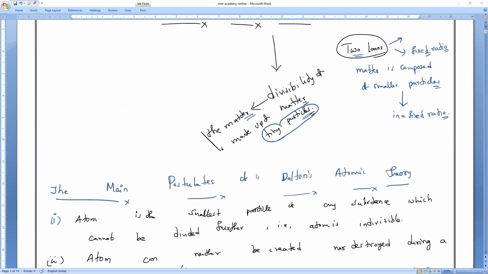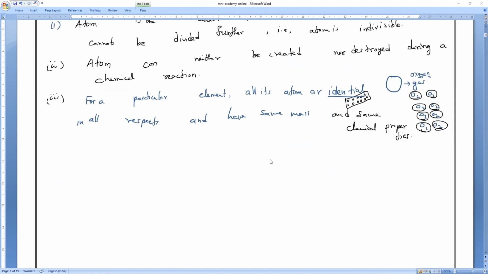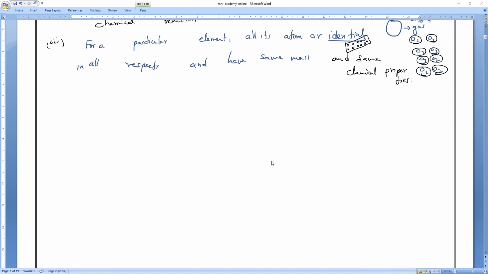The theory was based upon the divisibility of matter. The matter is made up of tiny particles. So how it is made up, what it is exactly, how it differs. Dalton's theory explains the different properties of matter. What are the conclusions, the points made by Dalton? That's Dalton's atomic theory. Clear? Understand? Next.